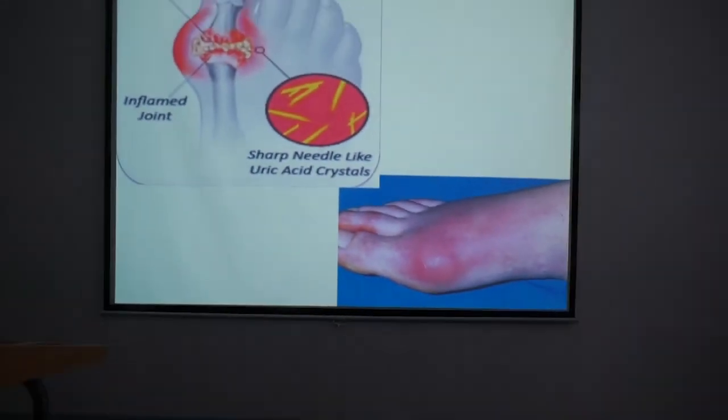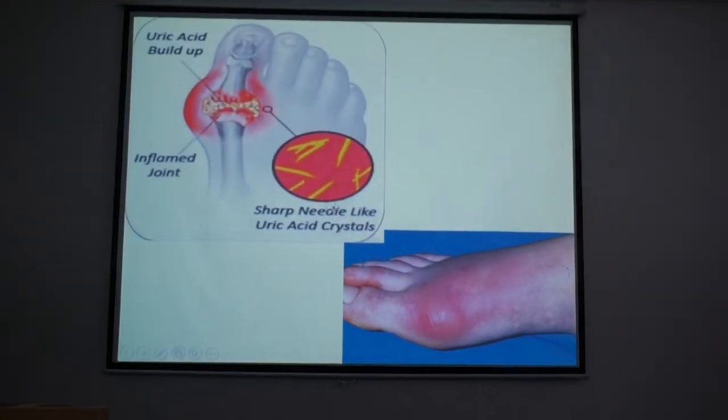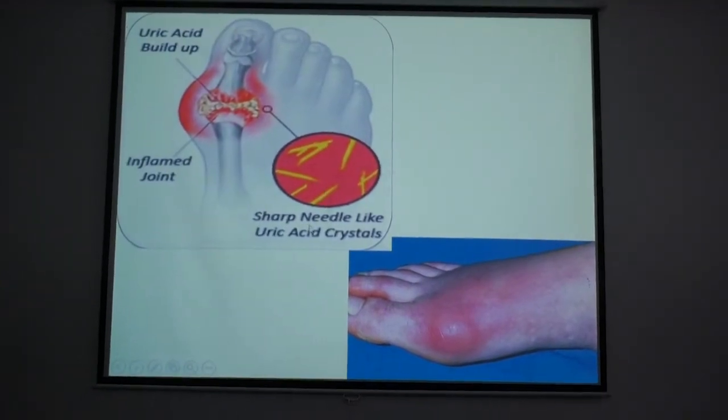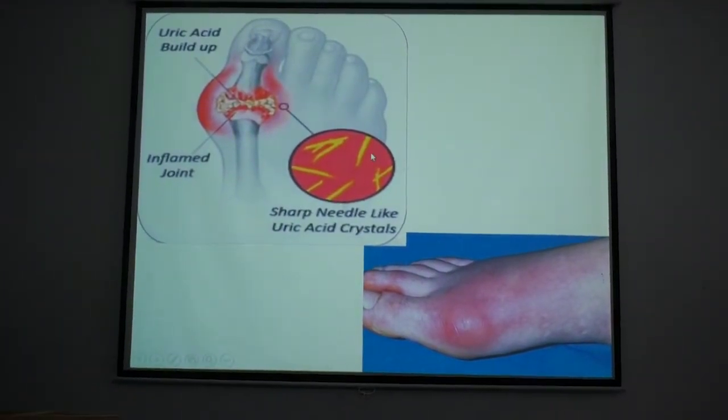This is the joint, with sodium urate crystals. Sharp needle-like structure is the nasal structure.